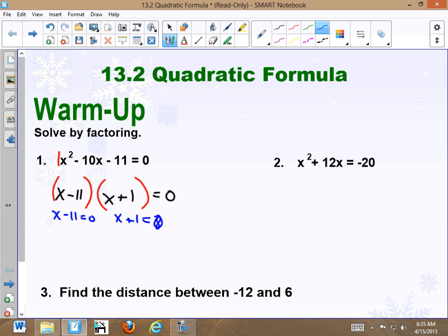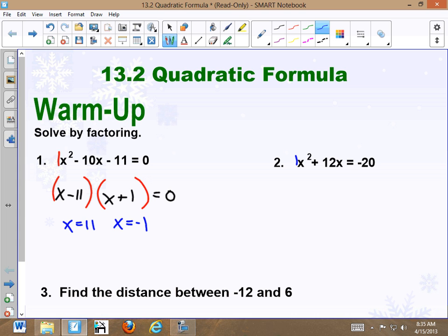Plus 11 to both sides. X equals 11. Subtract 1. X equals negative 1. So do we have to do all that, or can we just write it? No, you can just write x equals 11, x equals negative 1. If you factor it and you're intelligent enough to know x equals 11 and x equals negative 1, that's fine.